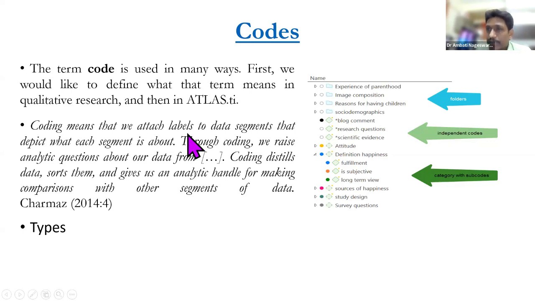It means if you're reading a particular statement, a particular quotation, or a particular segment of your data, we are going to give some kind of label, some kind of name, to that statement. Through coding, we raise analytic questions about our data. Coding distills data, sorts them, and gives us an analytical handle for making comparisons with other segments of the data.